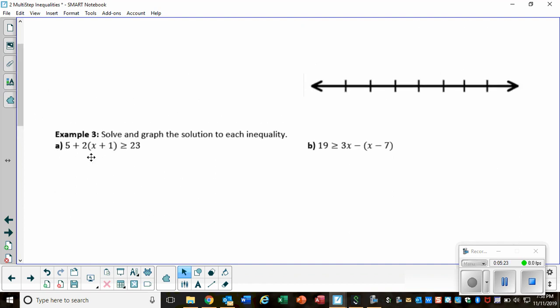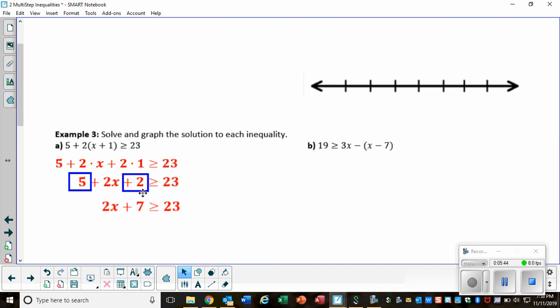First thing I do is distribute, and I'm going to distribute this positive 2 to the x and to the 1. So I just go ahead and multiply that out, and I get 5 plus 2x plus 2 is greater than or equal to 23. Now I'm going to combine like terms. I have a 5 and a 2 that can be combined. The 2x is just by itself. So I combine the 5 and the 2, so 5 plus 2 gives me 7.